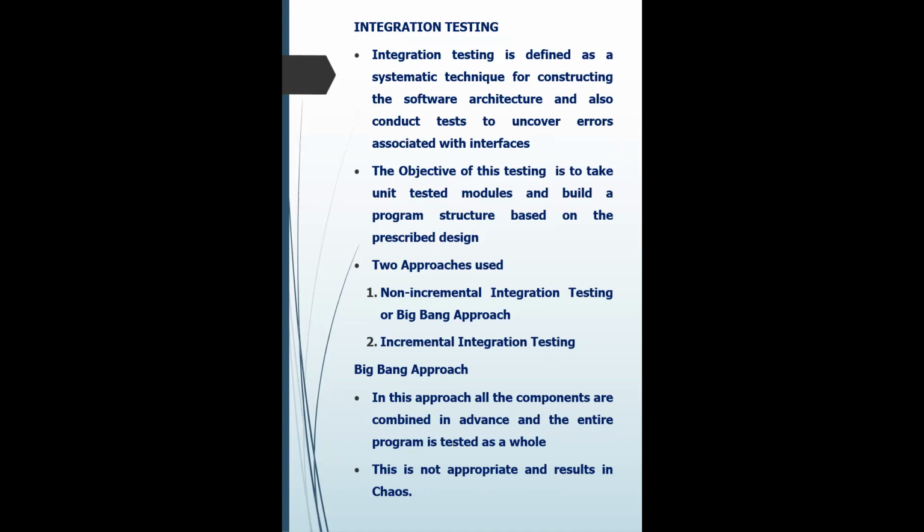In the Big Bang approach, all the components are combined in advance and the entire program is tested as a whole, and chaos usually results. A set of errors is encountered. Correction is difficult because isolation of causes is complicated by the size of the entire program. Once these errors are corrected, new ones appear. This process continues infinitely.